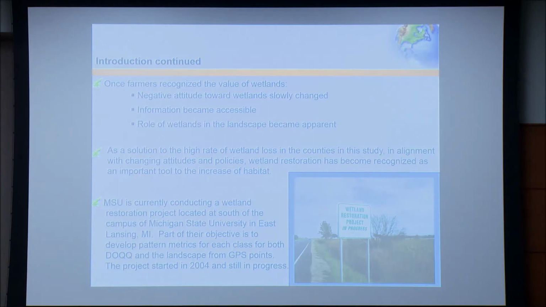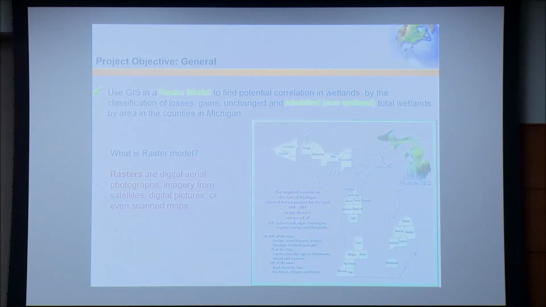Part of the objective is to develop a pattern matrix for each class for both the DOQQ and the landscape from GPS point values. So this was my objective, and here is where I started trying to find out the model. I'm using the raster model to classify the wetlands in the counties.